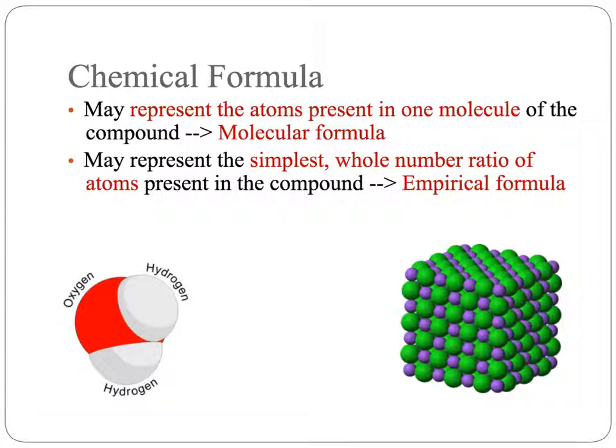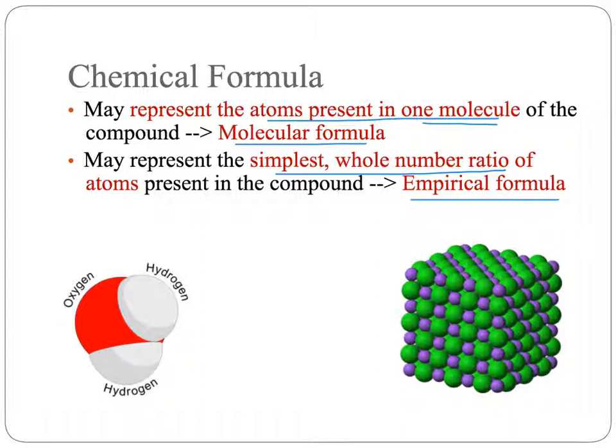The chemical formulas that you are beginning to become more familiar with may actually represent two different things. A chemical formula can represent the atoms present in one molecule of a compound, and that is more accurately called the molecular formula. Or the chemical formula may represent the simplest whole number ratio of atoms present in the compound, and that is known as the empirical formula.